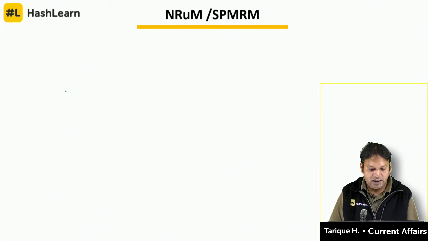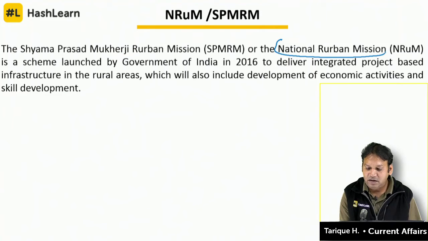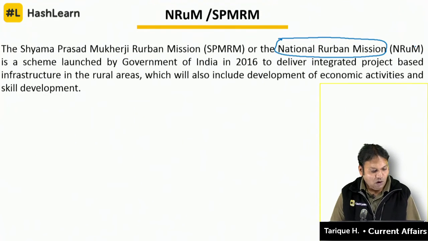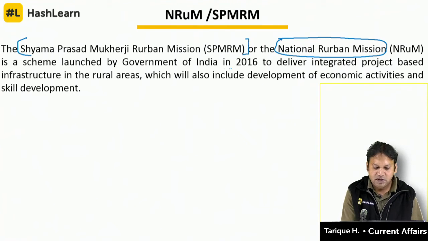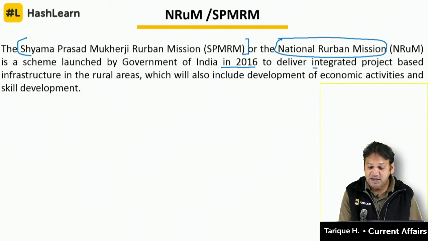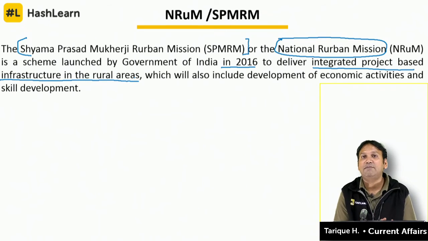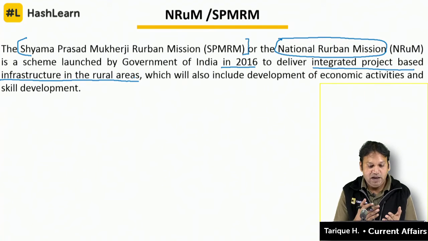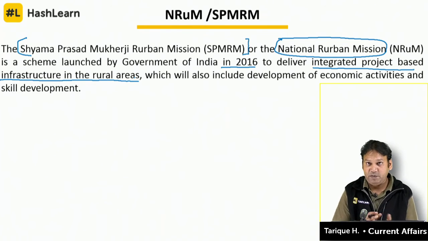Alright, now let's look at the next scheme, that is the Shyam Prasad Mukherjee Rurban Mission or the National Rurban Mission. So there are two names, National Rurban Mission, NRUM, or we can also call it the Shyam Prasad Mukherjee Rurban Mission. Launched in 2016 to deliver integrated project based infrastructure in rural areas. For example, the AMRUT scheme goes for urban areas and the National Rurban Mission is for rural areas. Rurban, rural to urban, that is the meaning of Rurban.